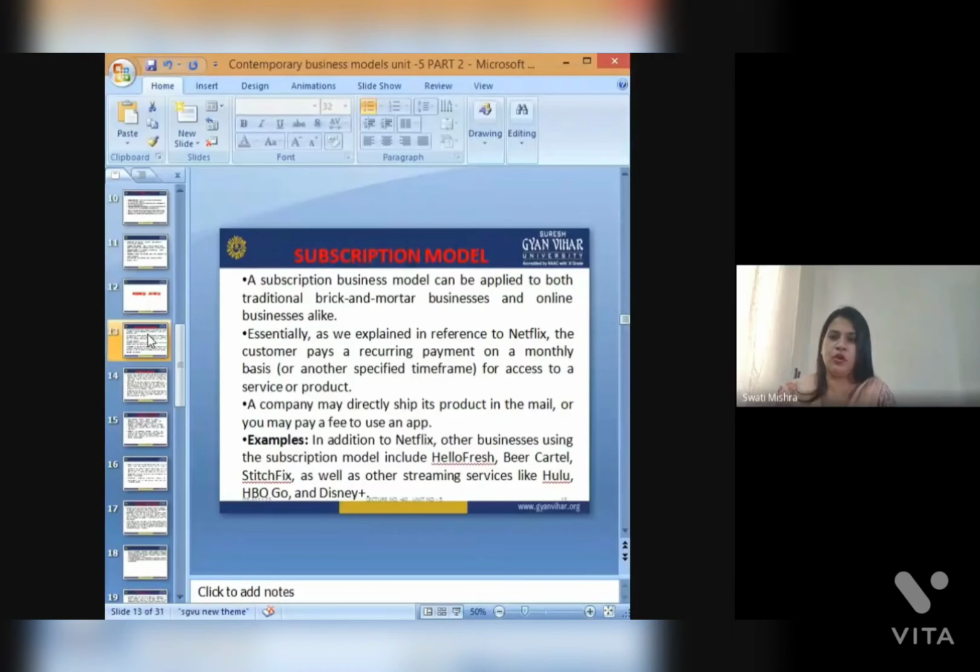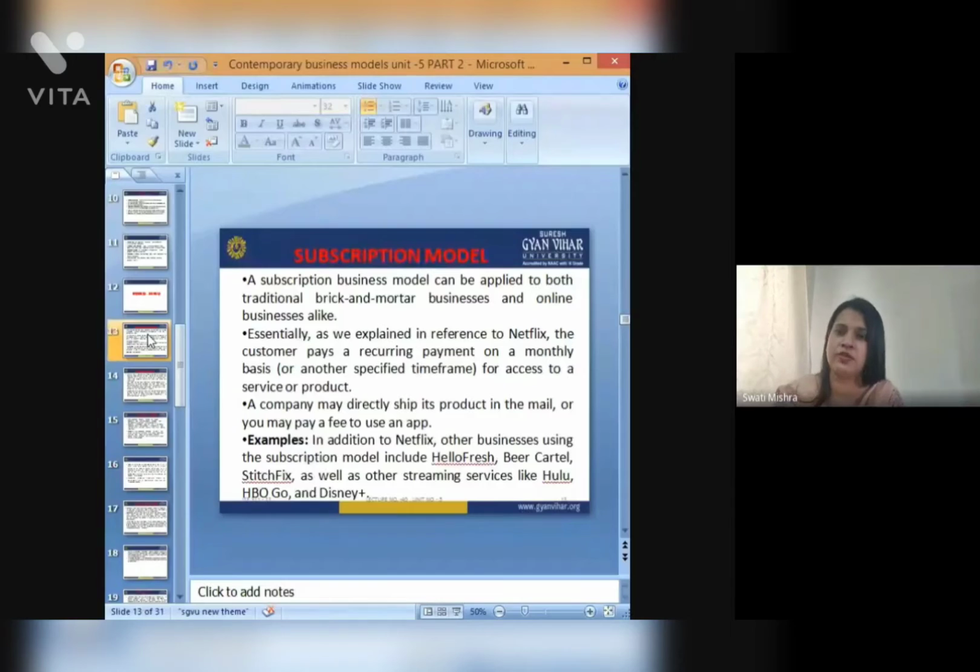So if we talk about the basic example of a subscription model, in addition to Netflix, there are other businesses also who are using the subscription model. They include HelloFresh, Beer Cartel, Stitch Fix, as well as other streaming services like Hulu, HBO Go, and Disney Plus Hotstar also, who have amalgamated together for their subscription businesses. So that is what a subscription model is.